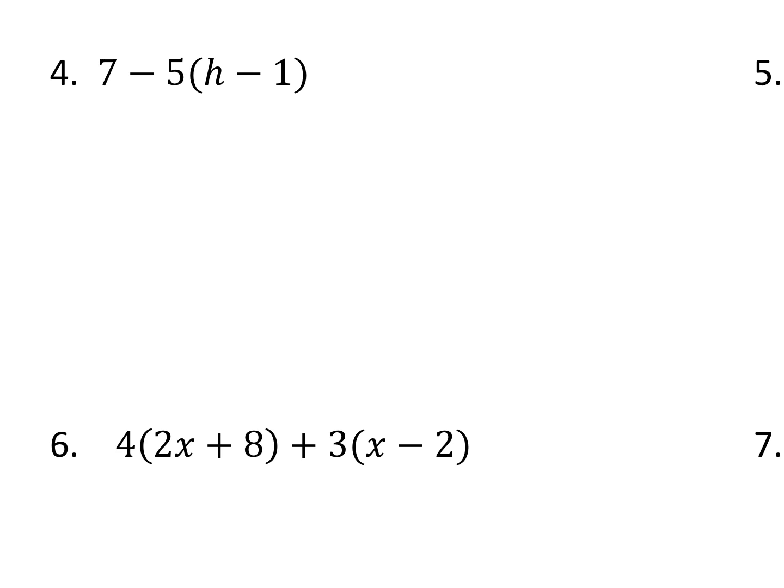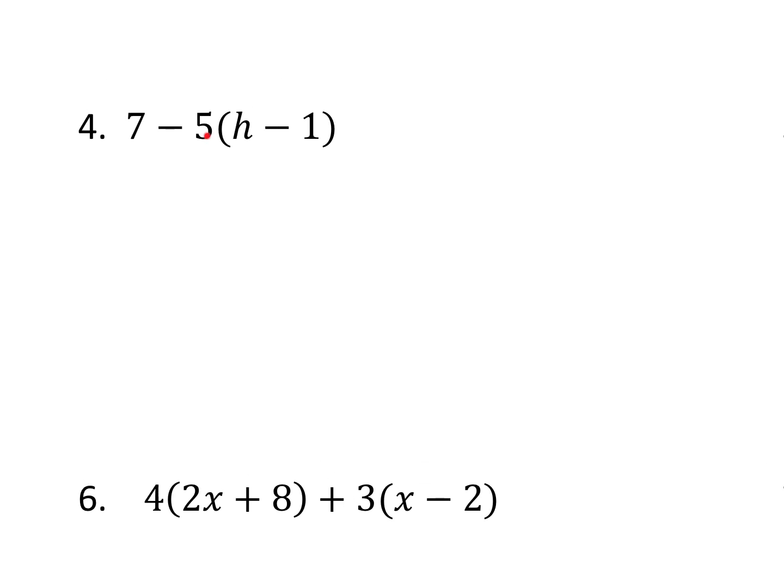Number 4. Here we've got a bracket, but we've got something before it. Order of operations would say we would do the multiplication first. And this is when you've got a bracket you are multiplying, you're doing minus 5 times the bracket. So we'll leave the 7 and we'll do our multiplication. That's minus 5 times h, which is minus 5h, and minus 5 times minus 1, which is positive 1.